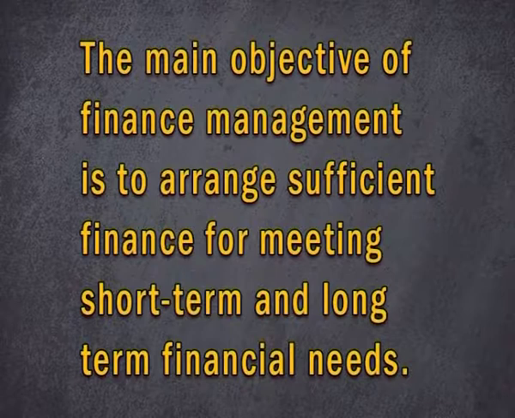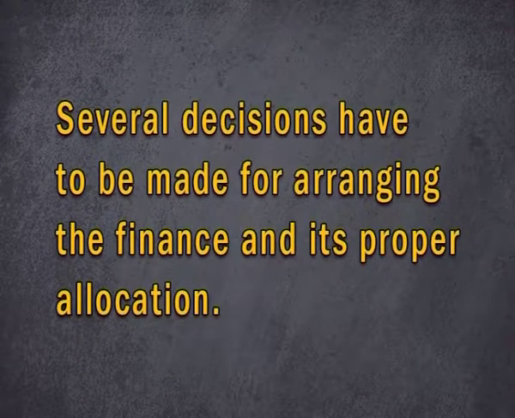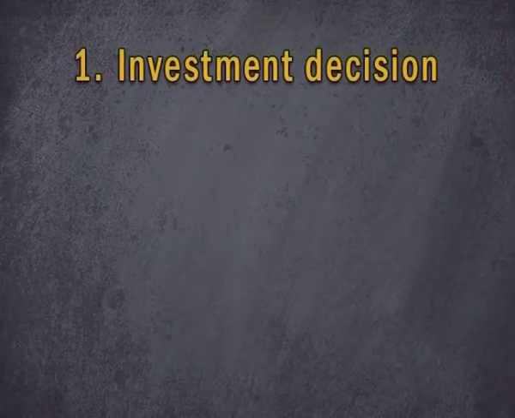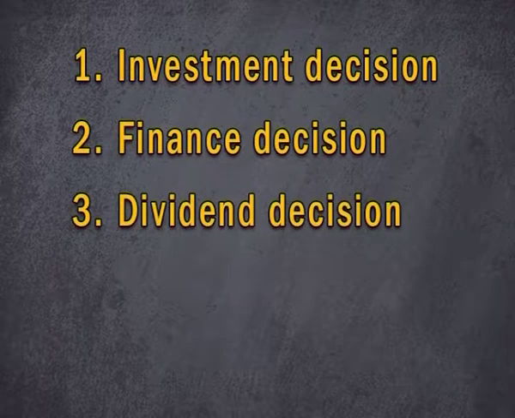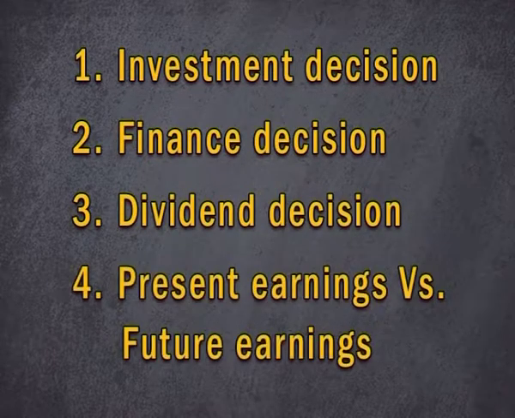The main objective of financial management is to arrange sufficient finance for meeting short-term and long-term financial needs. Several decisions have to be made for arranging the finance and its proper allocation. In all the following financial areas of decision making, the role of finance manager is vital. We can classify the finance functions or financial decisions into four major groups. Number 1, investment decision. Number 2, financing decision. Number 3, dividend decision. Number 4, present earnings versus future earnings.